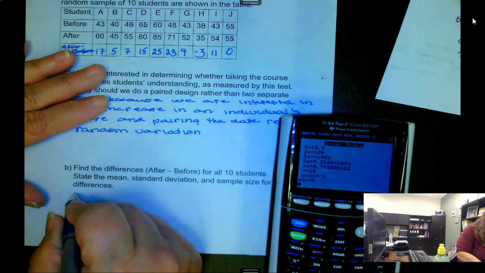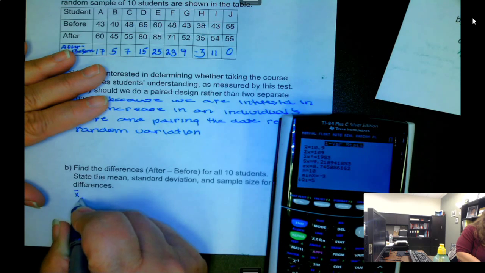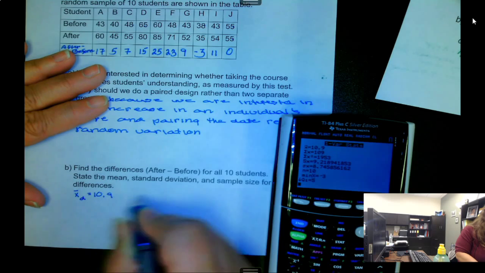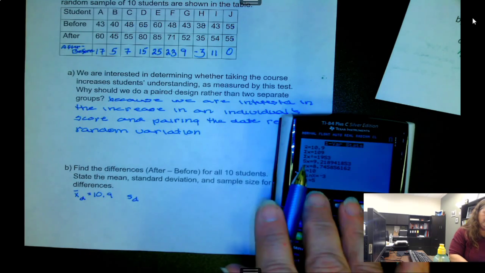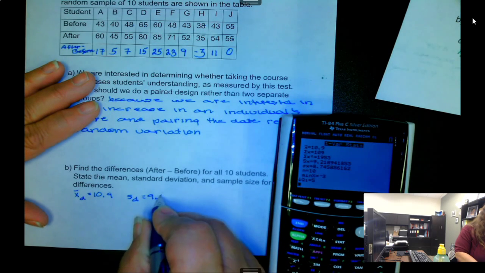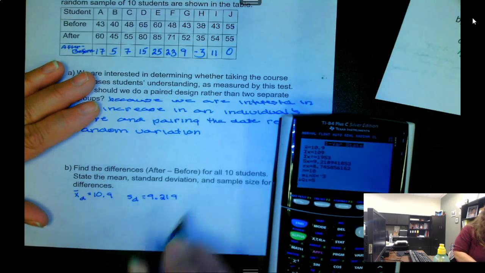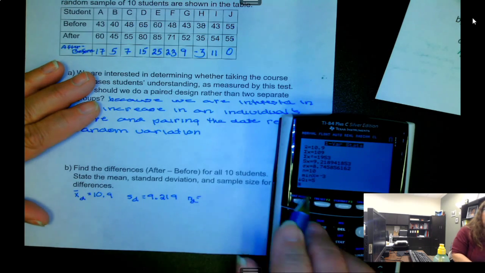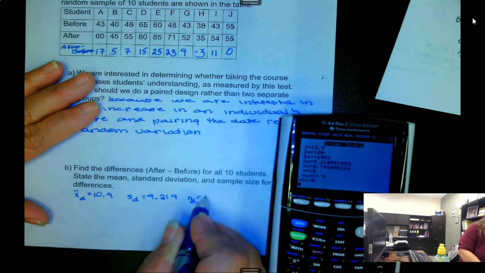So the mean of the differences is 10.9. The standard deviation of the differences, which is the Sx, is 9.219. And the sample size of the differences, down here we're told n is 10.